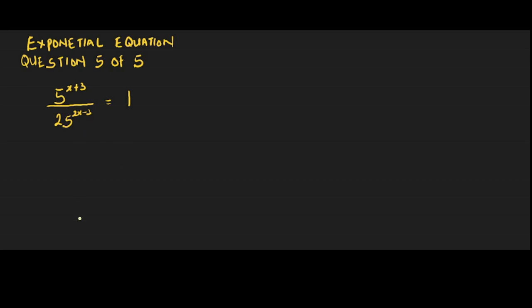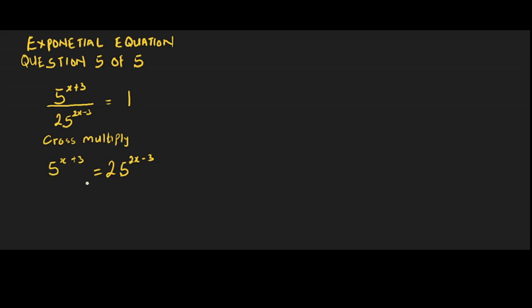Question 5 of 5. We have 5 raised to the power x plus 3 over 25 raised to the power 2x minus 3 is equal to 1. Now in this case, we'll cross multiply. When we cross multiply, we're going to have 5 raised to the power x plus 3 is equal to 25 raised to the power 2x minus 3.